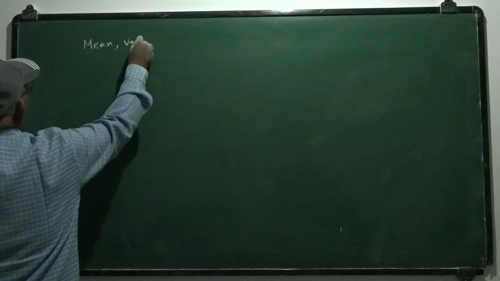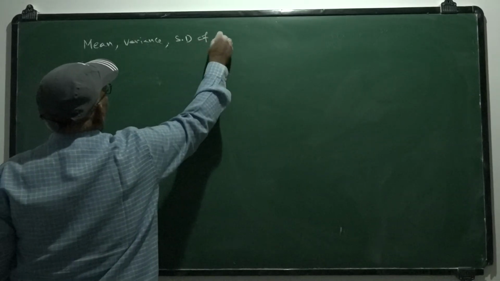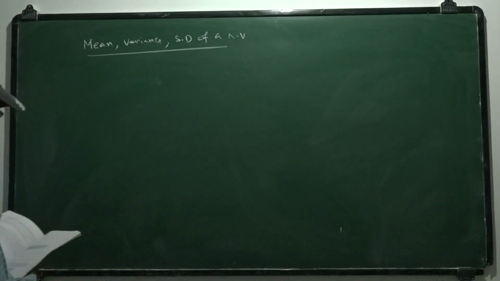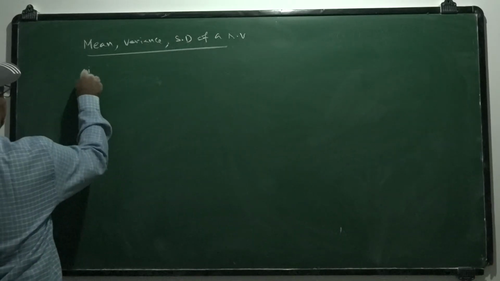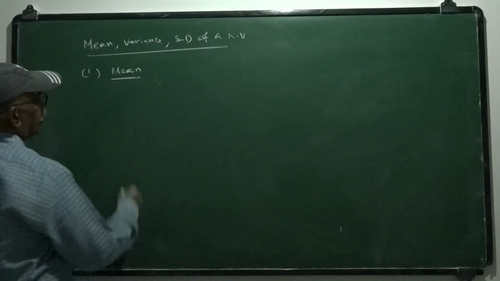Mean, variance and standard deviation of a random variable. Okay. By definition, first, the mean. Mean is denoted by mu, mean of x.